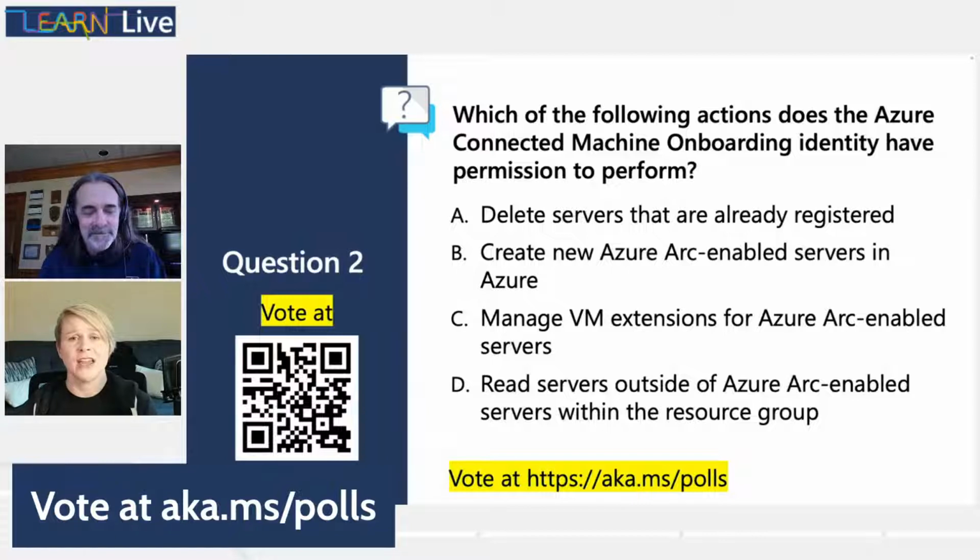Which of the following actions does the Azure Connected Machine onboarding identity, and John went over this really well, have permission to perform? Can it delete servers that are registered? Can it create new Azure Arc-enabled servers in Azure? Manage VM extensions for Azure Arc-enabled servers? Or read servers outside of Azure Arc-enabled servers within the resource group? The Azure Connected Machine onboarding permission can do one thing. One thing only. What do we think, team? Are we thinking B? Looks like we're thinking B.